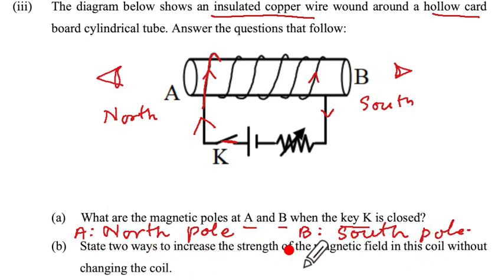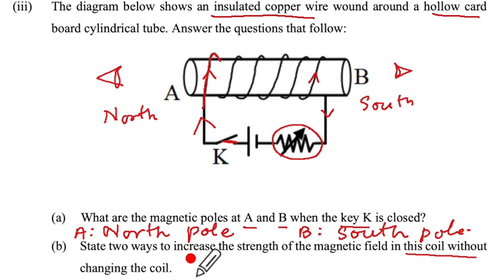State 2 ways to increase the strength of the magnetic field in this coil without changing the coil. Now, if we don't change the coil, that means we cannot increase the number of turns, we cannot use the thicker wire. What will we have to do? We'll have to pass more current. So when we pass more current, what will we have to do? We have to use this rheostat. Okay, so we will use this rheostat to increase the current.